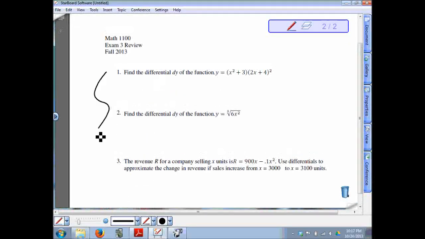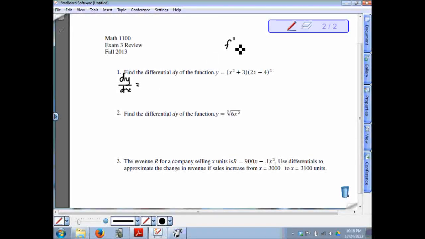These first three questions come from section 3.8 of the textbook, differentials and marginal analysis. In question 1, find the differential. First start by finding dy/dx, the derivative of the function. I'm going to use the product rule here.